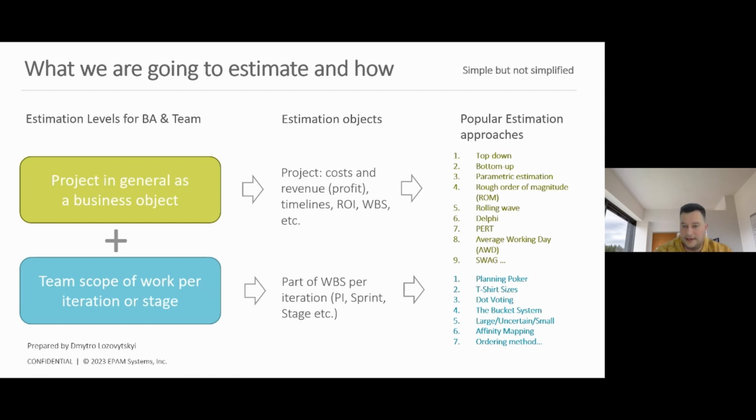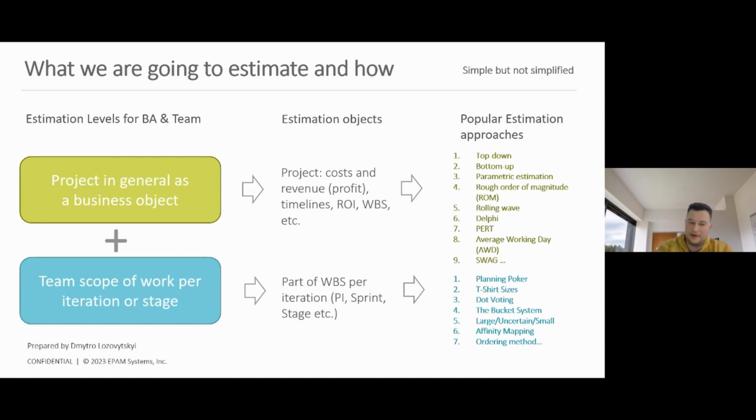And these estimation techniques that you can see, guys, in that list, the most popular of them, this is a helper for you. This is some kind of checklist that you're going to Google, investigate, and understand the specifics of the usage of each technique on your own, but generally, it's a helper for you. So, the project in general as a business object. What kind of estimation objects can we identify on the project level? Costs, revenue, profit, timelines, ROI, WBS, etc. And popular estimation approaches you can see in the right part of this screen.